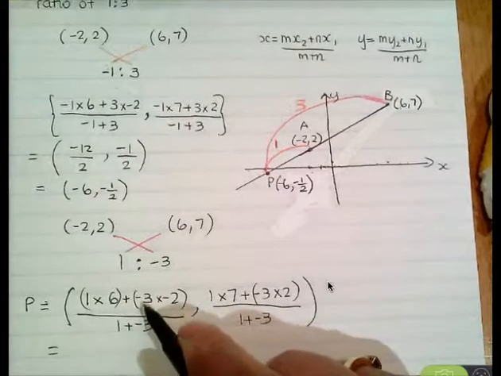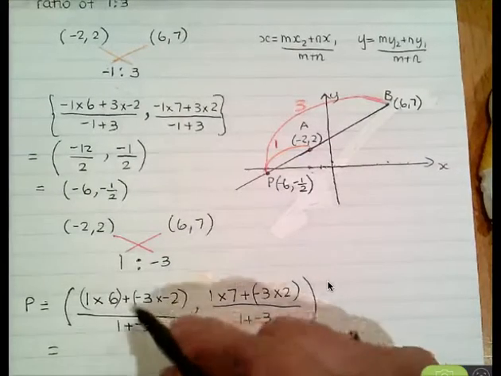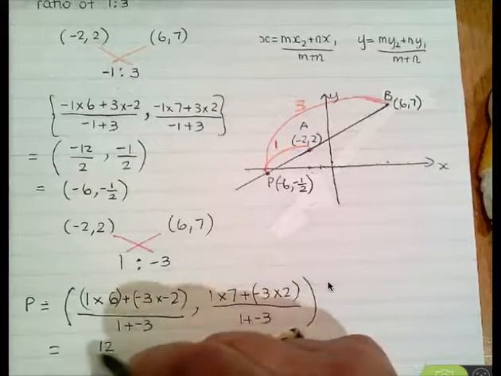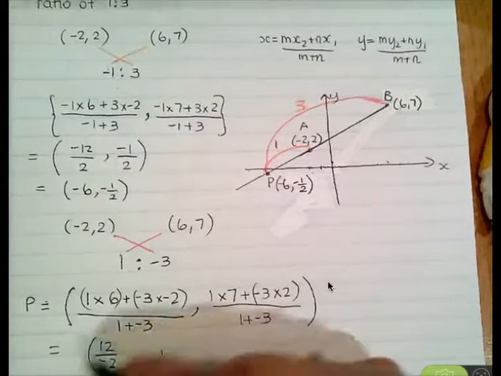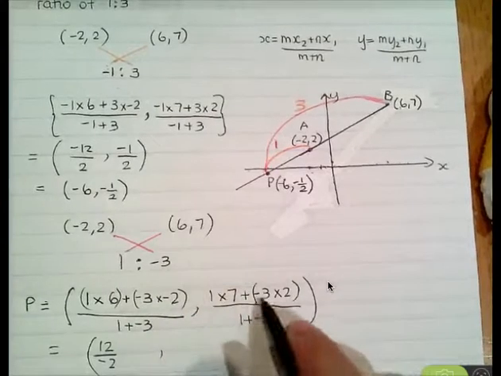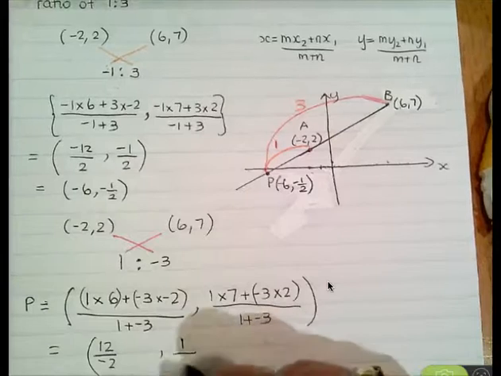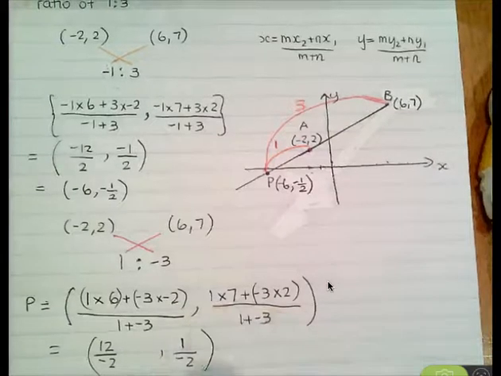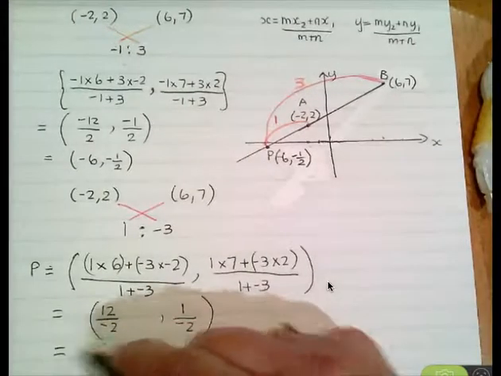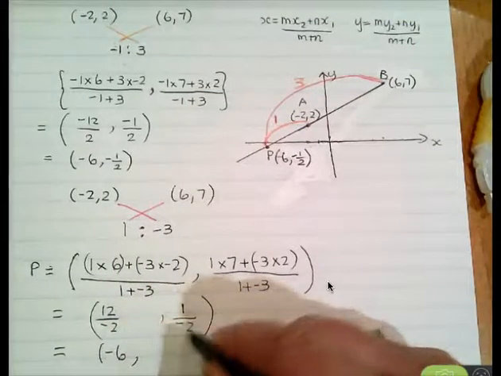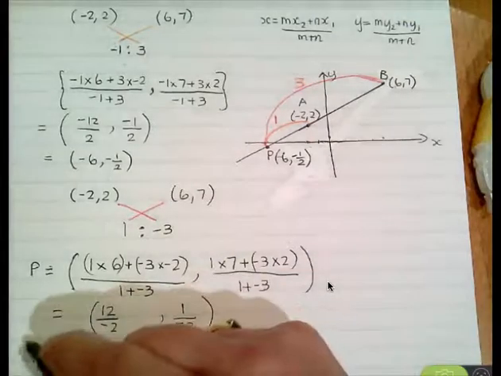So I've got 6 plus, now -3 times -2 is +6. So it's 6 plus 6 is 12, over 1 plus -3 is -2. And my y value is 7 plus -6, which is 1, over, again, 1 plus -3 is -2. If I simplify that, 12 over -2 is therefore -6, and 1 over -2 is the same as -1/2. So this is my answer for my point P.